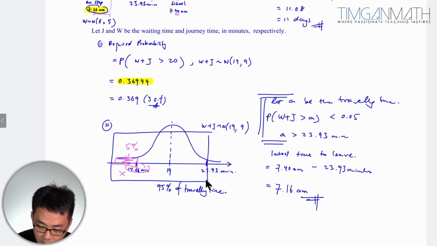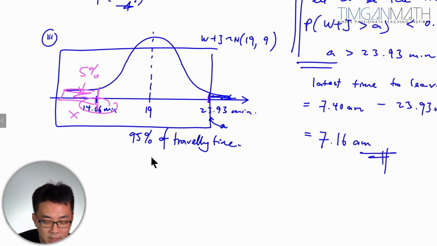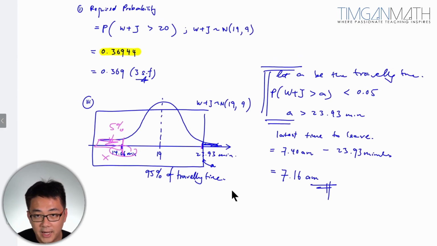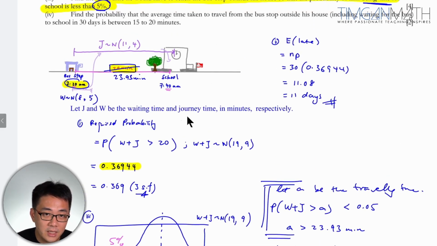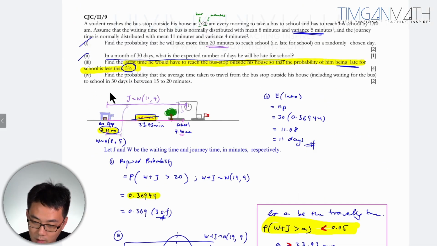So I take this portion here. My A is here. Basically, this is my A. And your A must be, anything more than this will be better. So if this is your traveling time, you should leave the house as early as possible, give yourself the amount of leeway here. If you use 25 minutes instead of 23.93, it will be even better, right? 23.93, yeah. So that's why it's like that.